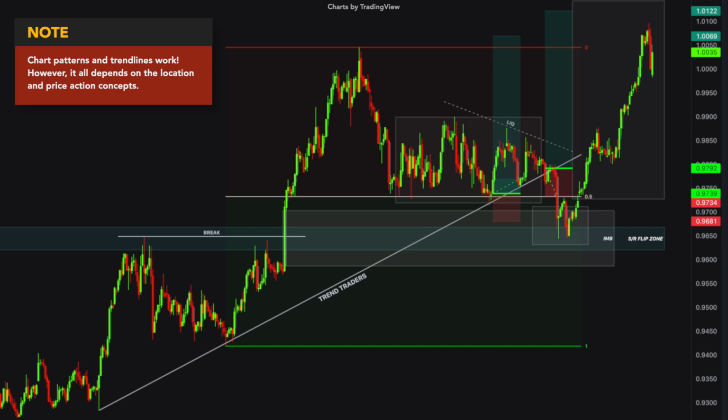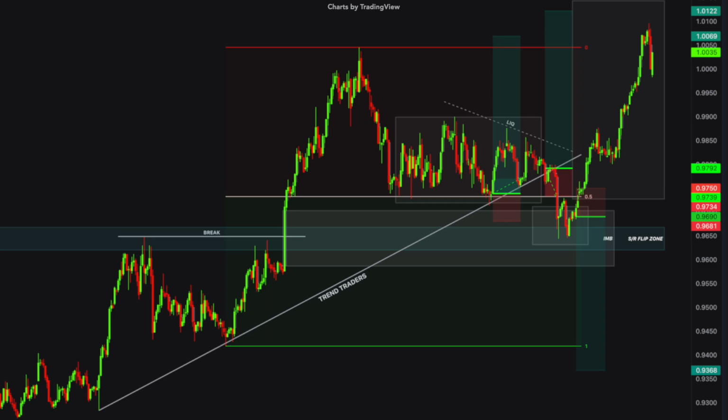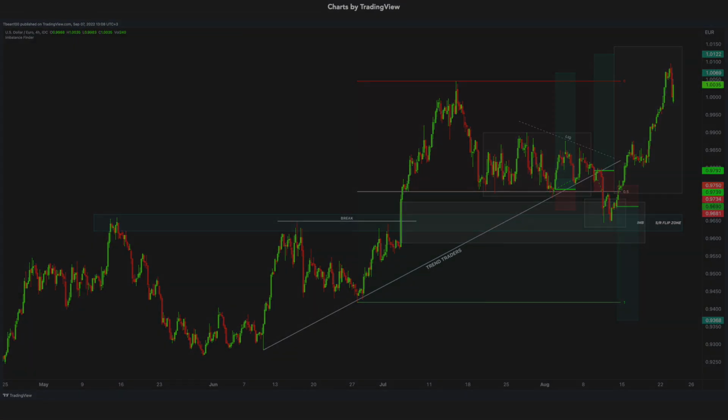How about trendline breakouts? Again, I'm not saying that the trend line works or not. It all depends on location. Location of patterns and price action structures are key to trading.